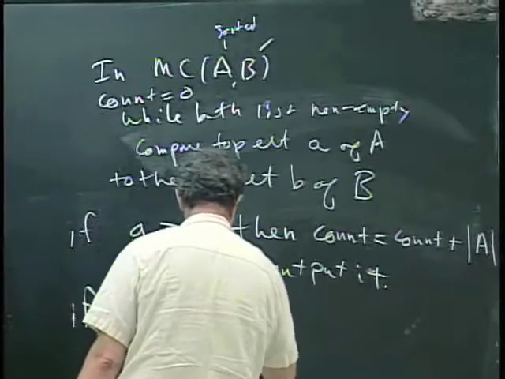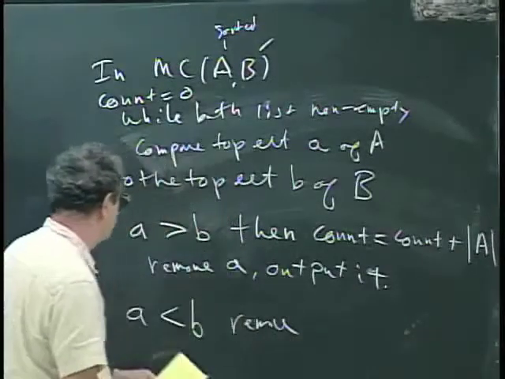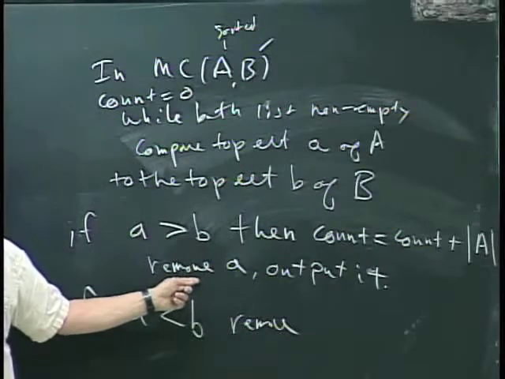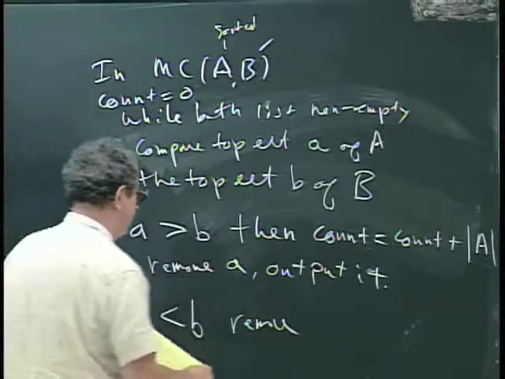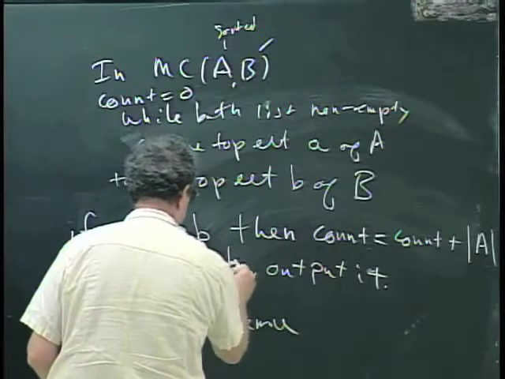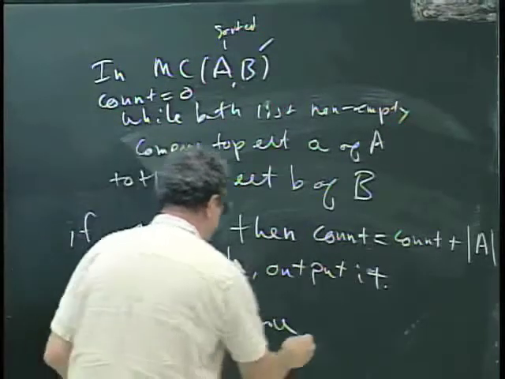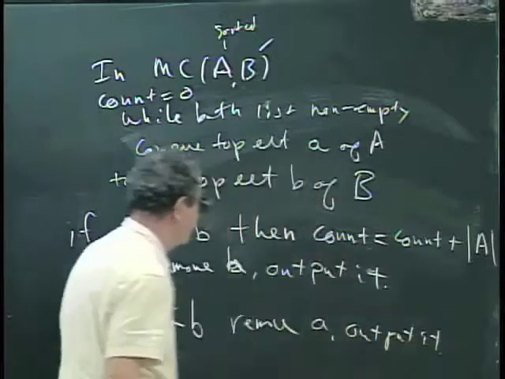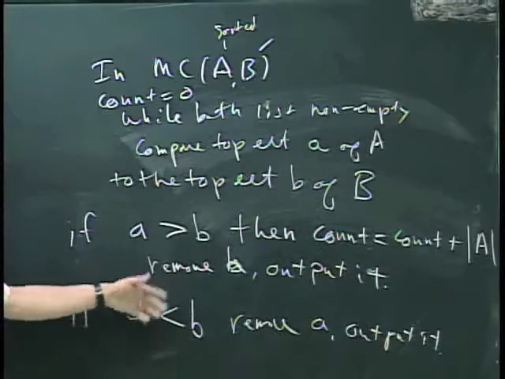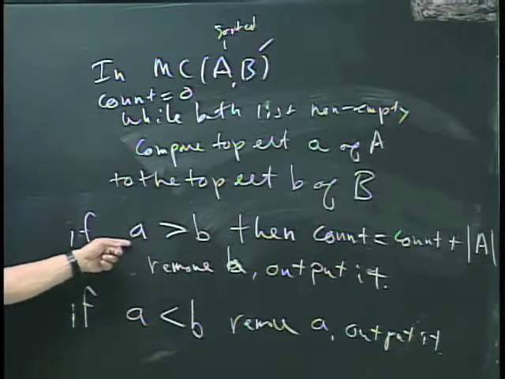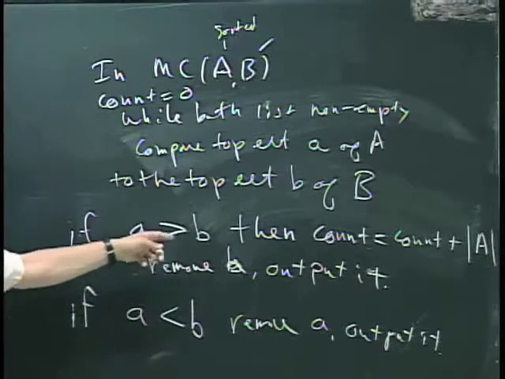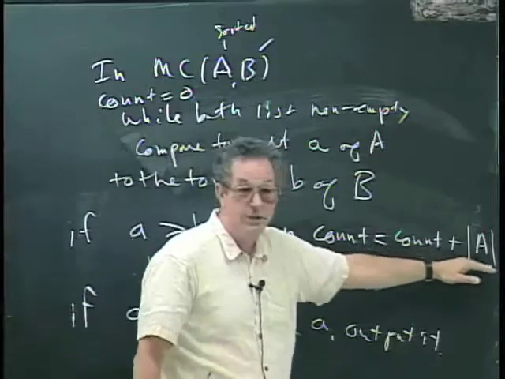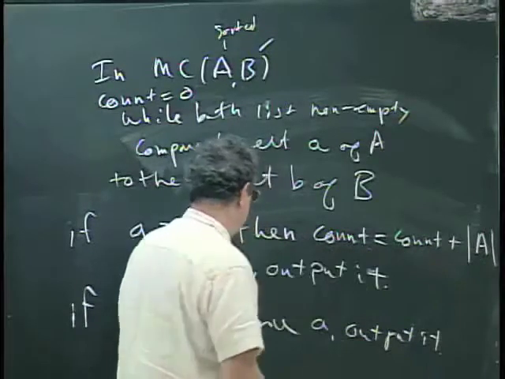We just remove. Wait a minute. Why didn't somebody stop me here? When a is bigger than b, what do we output? b. We should have output b. Or remove b and output it. Okay. When a is less than b, then we remove a and output it. Okay? So this is just the part of what happens in merge. This is the new part. This is saying that when you see that a is bigger than b, then you can deduce a certain number of inversions, and then you add those to the count.